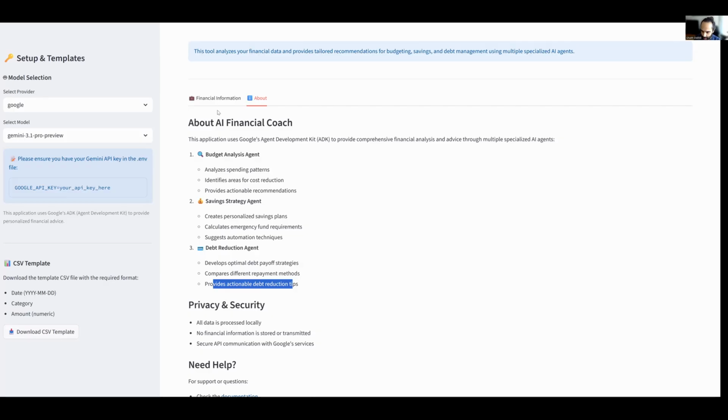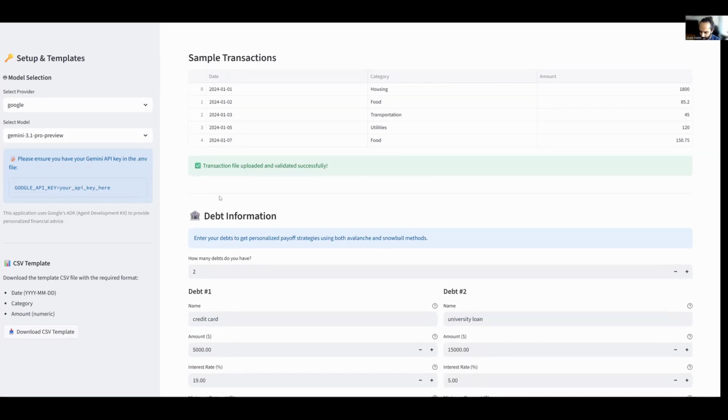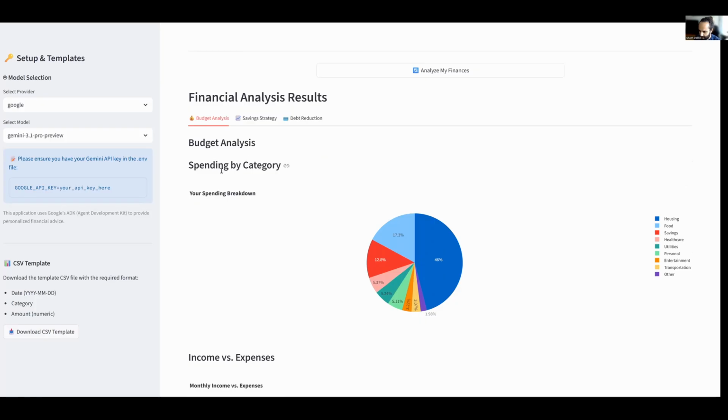Now, if we check out our agent's outputs, here we have our first agent, which is the budget analysis. Here we have our pie chart with different expenses by categorization. Like here, the most expenses are related to housing, then we have food, savings, and so on. And these are the percentages calculated by the agent based on the data that we uploaded in the application.